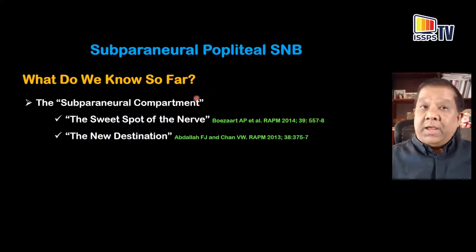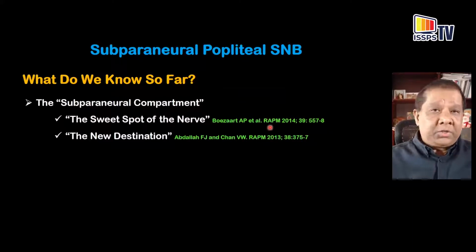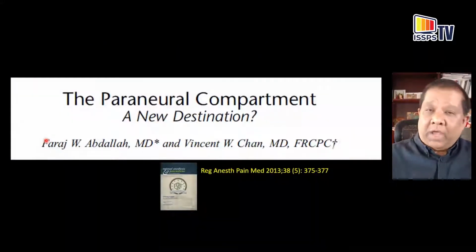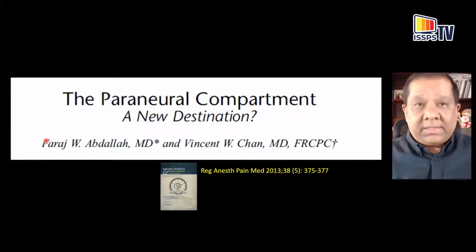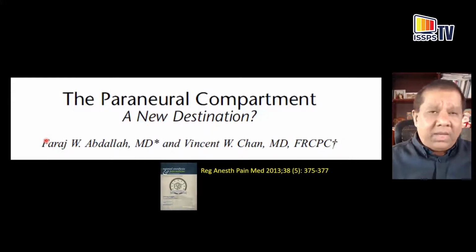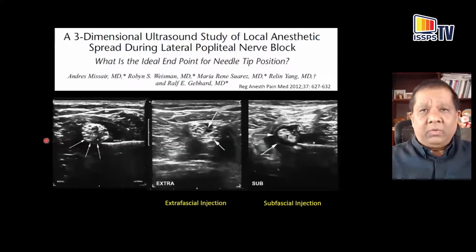Obviously, needless to say, the subparaneural compartment or the subcircumneural compartment was described as the sweet spot of the nerve by Dr. Bozat many, many years ago. And indeed, many authors have also described it as the new destination for sciatic nerve block. In fact, there was so much excitement about this that even yours truly often thought maybe this is the holy grail of the sciatic nerve block. Those of you who have performed sciatic nerve block for surgical anesthesia and have been disappointed, like me, would have thought that maybe this is the holy grail which would make it possible to perform sciatic nerve block like general anesthesia. How disappointed we are today.